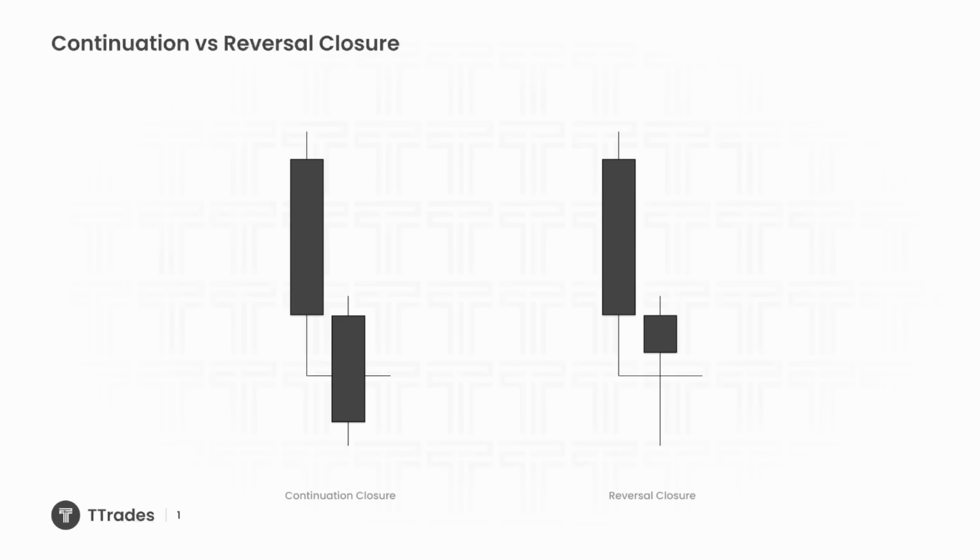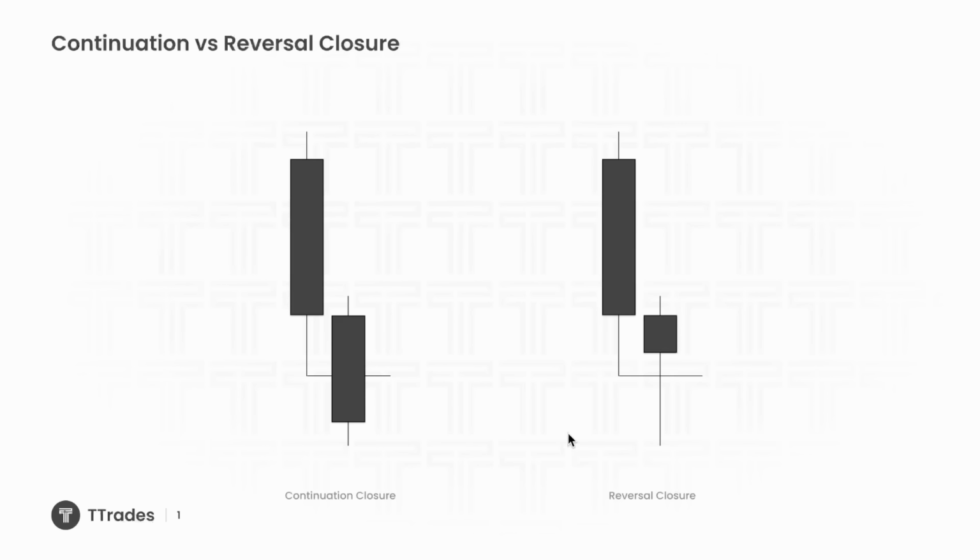Now the first thing you have to understand is the difference between a continuation closure and a reversal closure. When we have a previous candle's high or low marked out, if price takes out that low, for example, and closes below it, that is a continuation closure. I'm expecting the next candle to continue lower with the given trend.